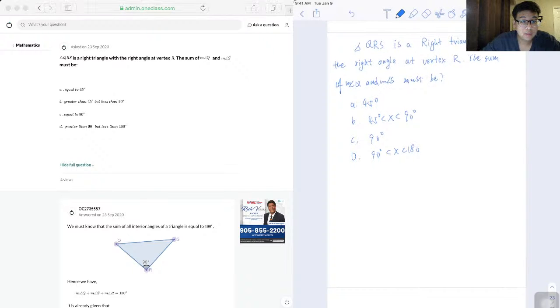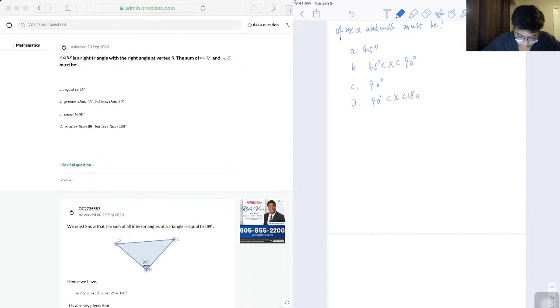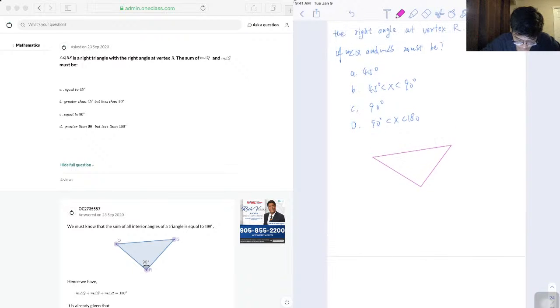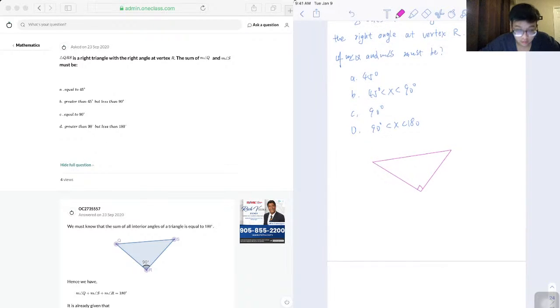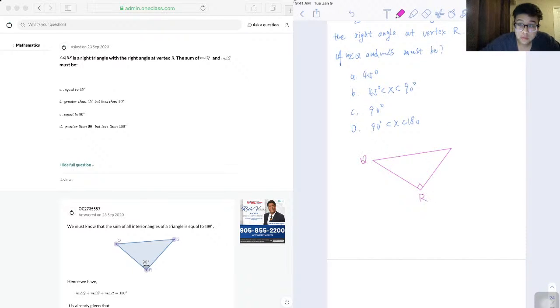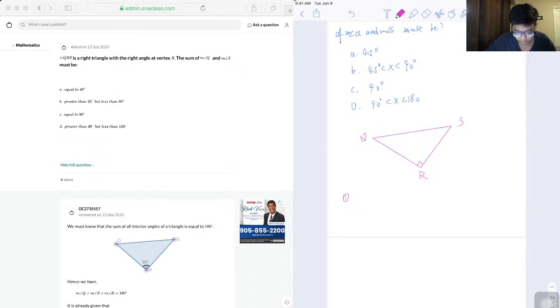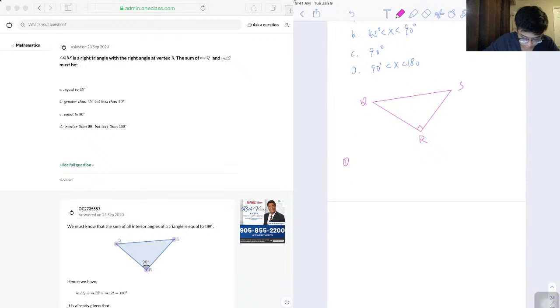So first, let's begin by drawing the graph. We know the triangle QRS has a 90-degree angle at R. So that's what my triangle looks like. And whenever we come across a question like this, we always think about the sum of all interior angles of a triangle being equal to 180. I'll write that down here.